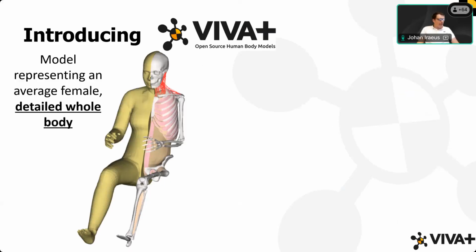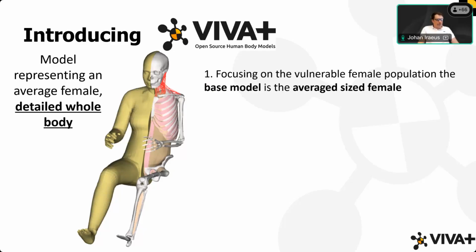Another reason is that when we scale or morph models, in many cases it's easier to scale them up than scale them down. So starting with an average female that we can later scale to other sizes might give us benefits. That is not anything we have investigated, but in theory it could. So the base model focused on a vulnerable female population.